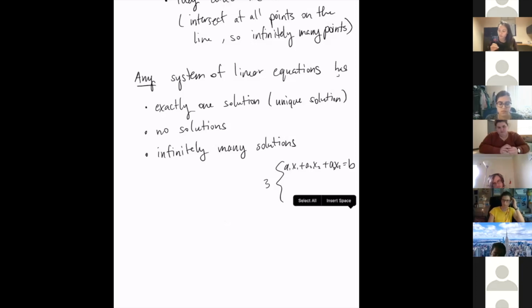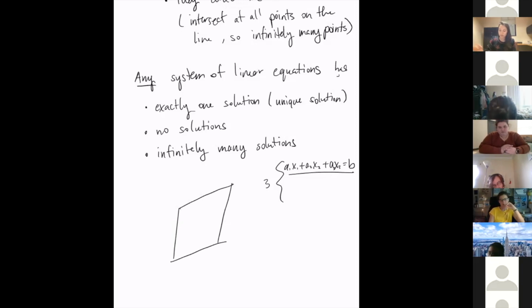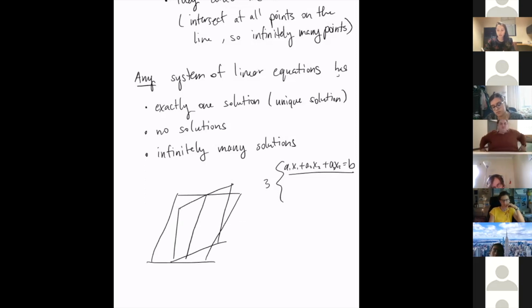Okay, so let's say you had three equations, three variables. When you look at one of these equations, this represents a plane in R3, right? So you could have a plane, and then you have another plane represented by the next equation, and that could look something like this, right? And they'll intersect in a line. And then if you have another plane, say, that goes through the same line, then you would get infinitely many solutions along that line.